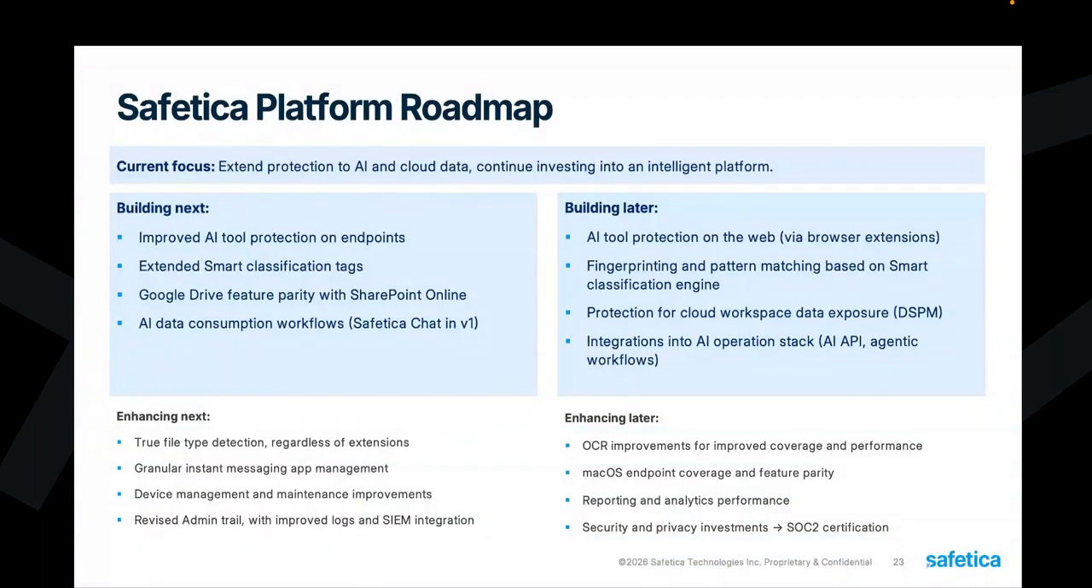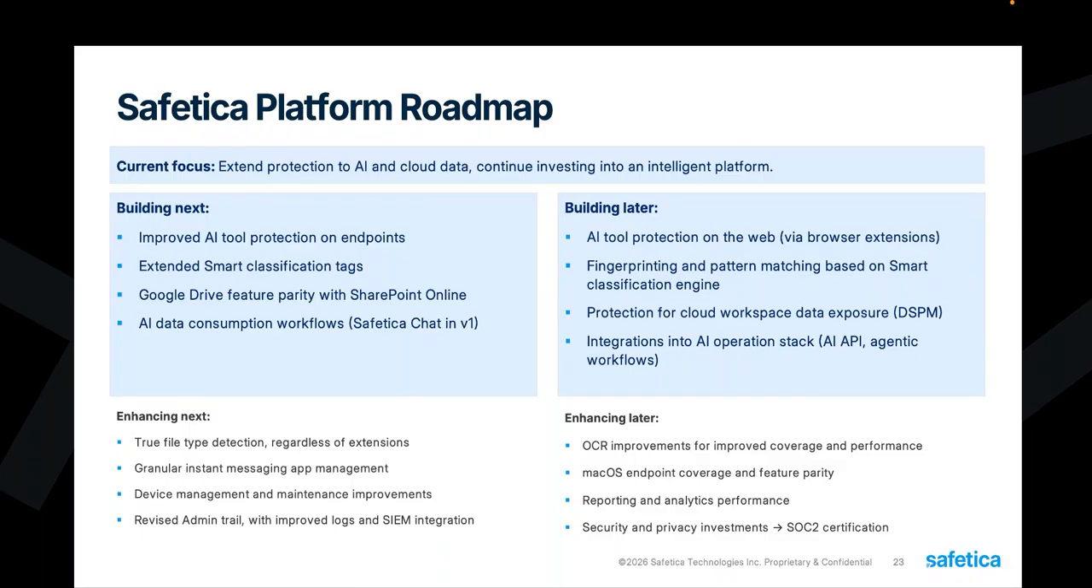What we want to focus on for the platform product is to extend our protection to AI and cloud data. So all of you asking for protection of AI services and tools, yes, we are working on this. We are also investing further into things that we just introduced today, that's smart classification and Google Drive capabilities. And also, as I mentioned, the Safetica Chat is just version 1, and we will be continuing to invest into the layer of data consumption through AI.